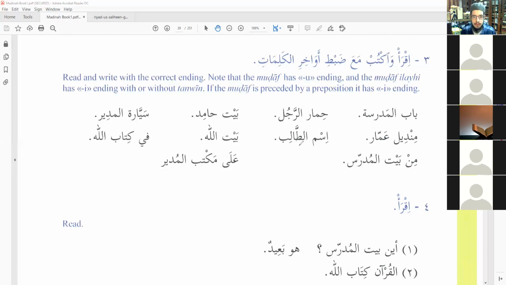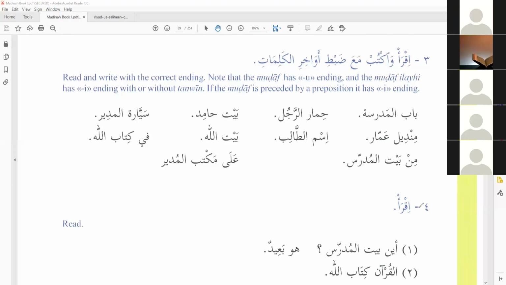Ismut Talibi. What does that mean? The student's name. Fantastic. Remind me in another class, because we're almost out of time, to explain the rules behind the Hamzatul Wasl and how to pronounce it when. We don't have time for that today. Sister Arum, next one. Baytullahi. Very good. And the meaning? Allah's house. Excellent.